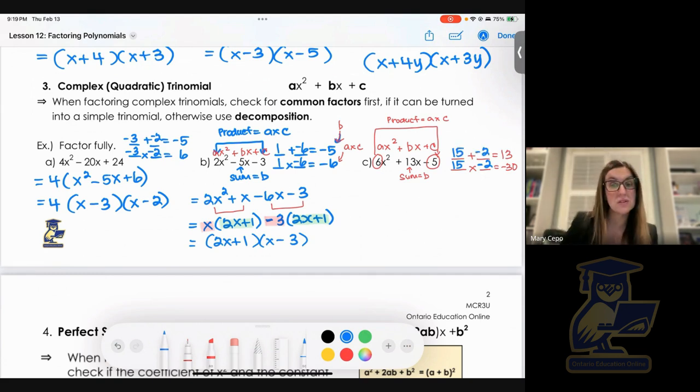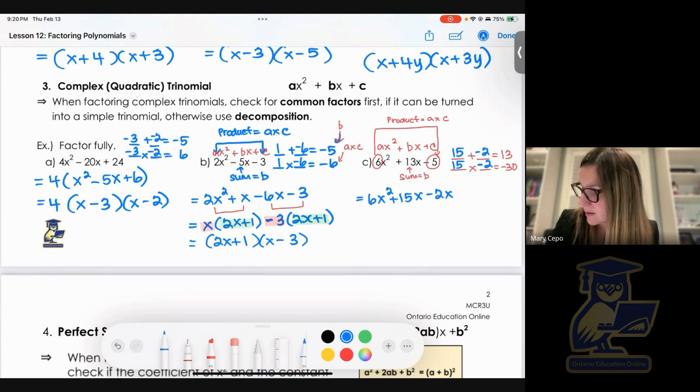Now, because it is a complex trinomial, we do have to factor by decomposition. So 6x squared plus 15x minus 2x minus 5. Again, the order does not matter. Then we group our first two and we factor out a common factor between the groups. A common factor between 6x squared plus 15x would be 3x. If we factor out a 3x, 6x squared divided by 3x is 2x. 15x divided by 3x is positive 5.